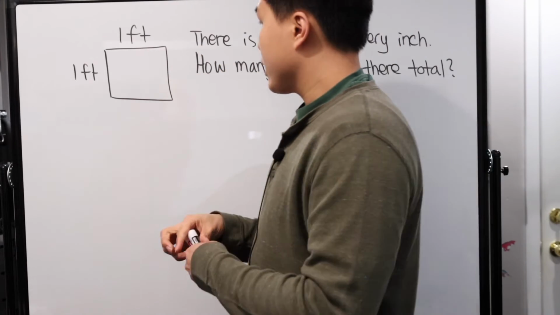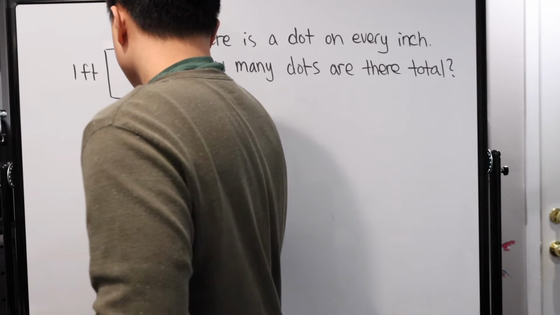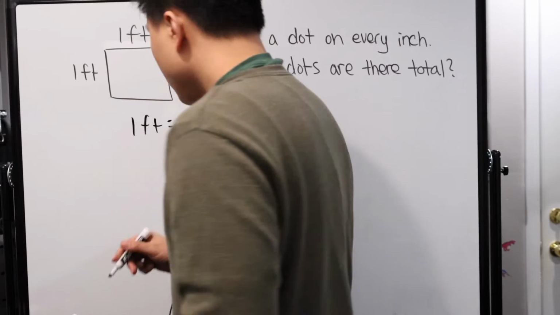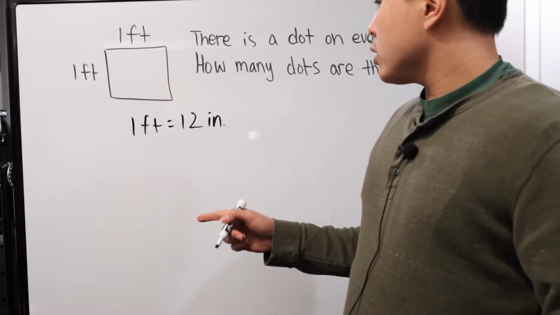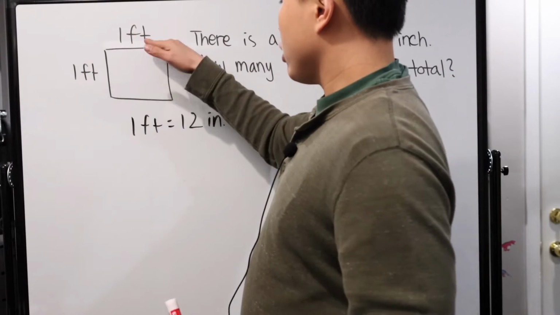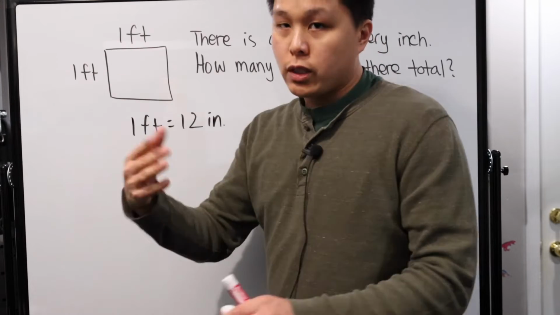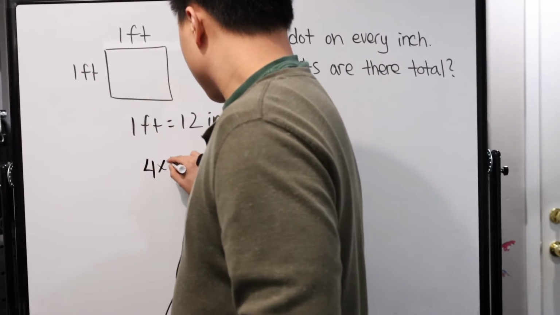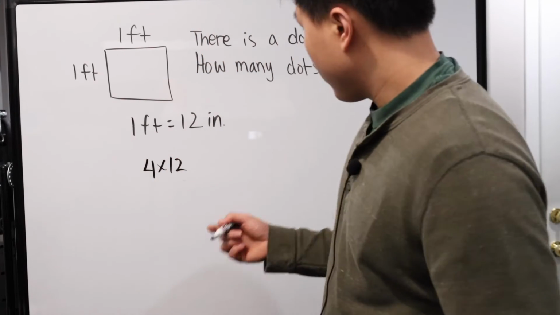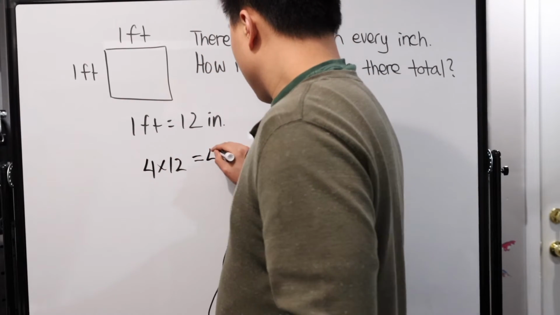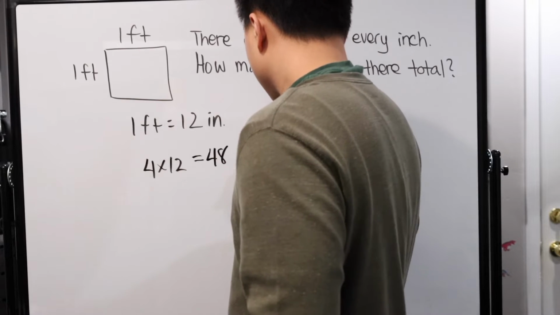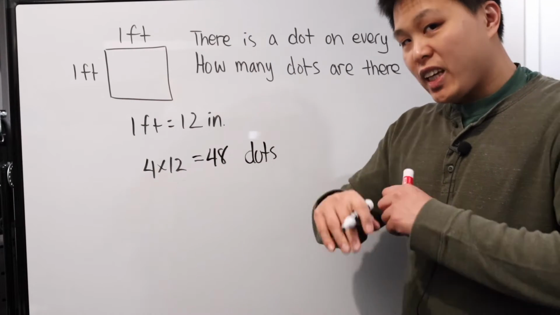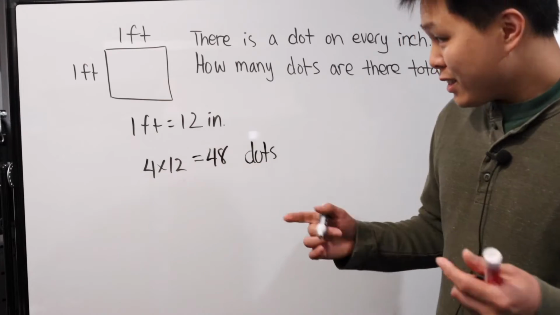Well, if we remember correctly, 1 foot is equal to 12 inches, which is not bad, right? And if there's 12 here, 12 here, 12 here, and 12 here, that's technically 4 sides of a square. So it's going to be 4 times 12, and we know that each inch is going to have a dot. That gives us 48 dots total. Now, that kind of reasoning makes absolute sense. The only problem is that it's incorrect.